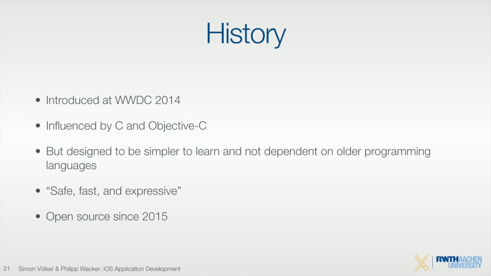What's introduced there is highly influenced by C and Objective-C. Objective-C was the actual programming language from Apple, which is 20 years old. Basically, it's an object-oriented extension of C. However, it has a lot of features which are not that modern anymore, and Apple wanted to create a simpler and more adaptable language, and they introduced Swift.